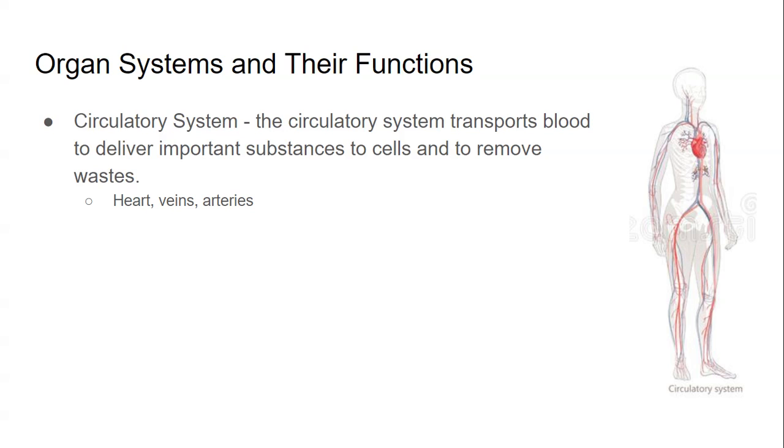The next system that we have is the circulatory system. So this one transports blood to deliver important substances to cells and also removes waste. So you have your heart, veins, arteries, things of that nature. So you can see here in this picture off to the side, you have the heart right in the center, and then there has to be veins and arteries that go to every single part of your body in order to be able to move the nutrients that you need to the cells, but also remove those wastes. So the waste can go back and it will run through the kidneys, where, when we talk about the excretory system, can then remove those wastes as well.